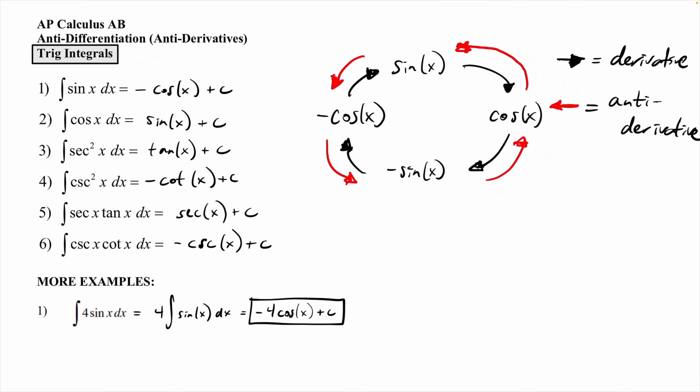You can't use a product rule. You can't use a quotient rule. You can't use the chain rule. There's none of those yet. So just the power rule that we've talked about.